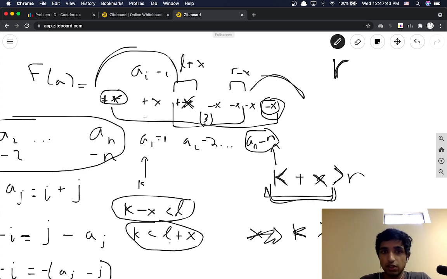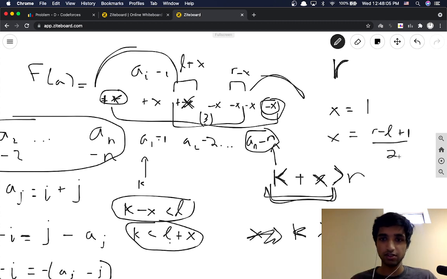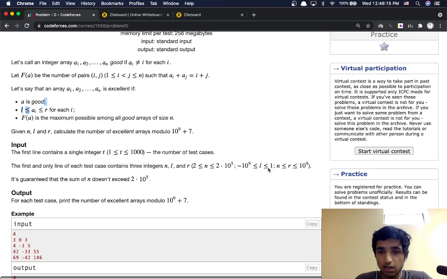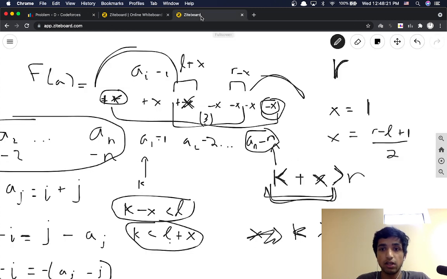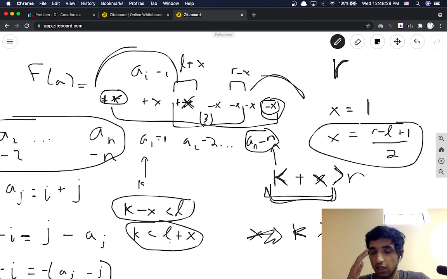So we can just check all x's. Loop from x equals 1 to some upper bound. It's not too hard to calculate that x must be less than or equal to (r minus l plus 1) over 2. I left that calculation out just because it's boring. And then you're thinking, if we loop from here to here, L can be really small and R can be really big, so this can be really big. If we loop through everything, it'll take too much time.